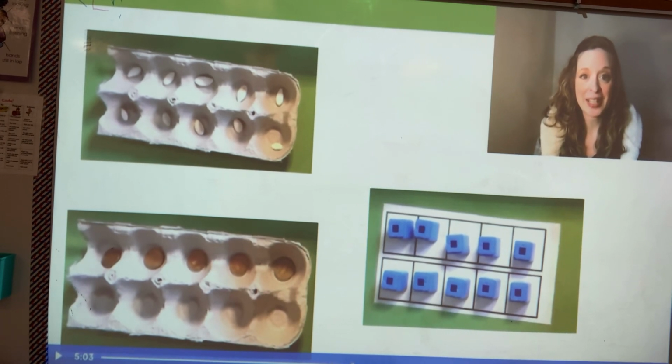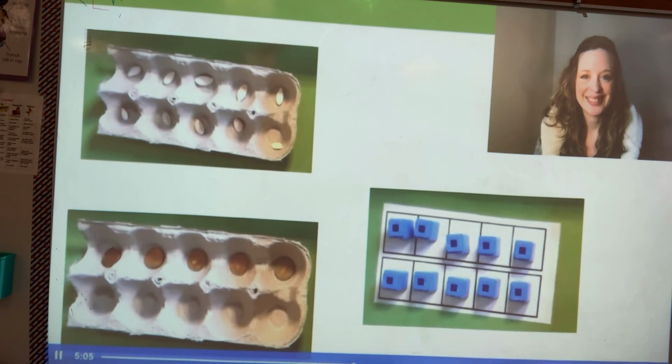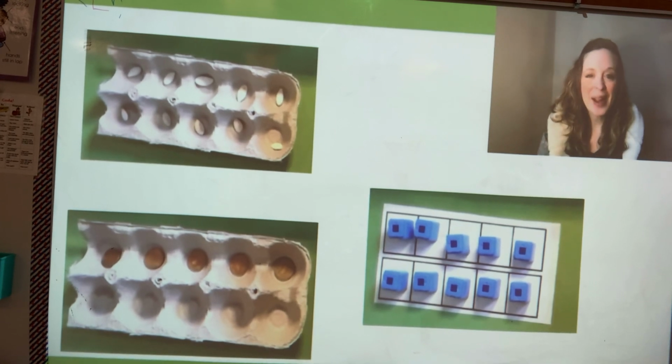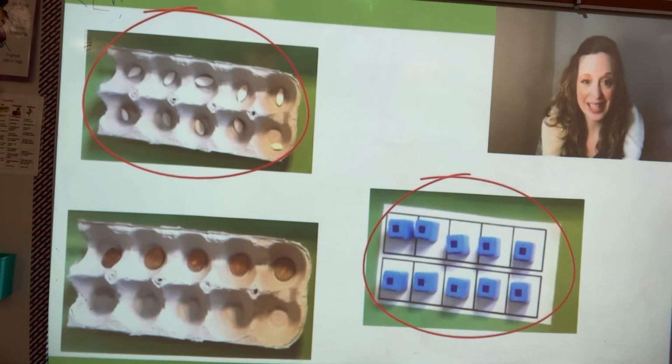Okay, raise your hand and tell me, which objects had 10? The pumpkin seeds, the pennies, the cubes, or just a few? Tell me which ones had 10. Which objects? The cubes. And which other object had 10? The pumpkin seeds or the pennies? The pumpkin seeds. Very good. That's right, friends. We counted 10 pumpkin seeds and 10 cubes.